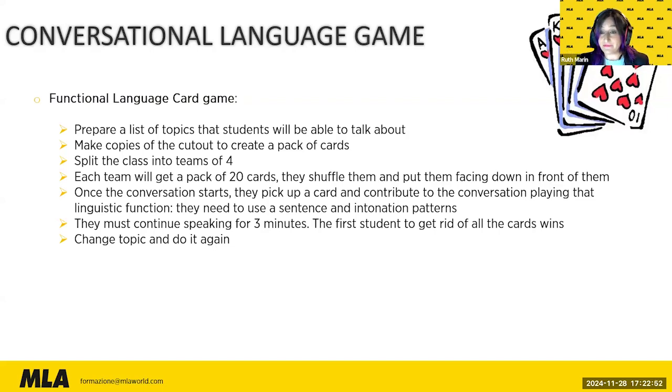Split the class into teams of 4, so they're going to be grouped in 4, and they're going to have to talk about the topic in 4. Each team will get a pack of 20 cards, so these are 20 sentences. And they shuffle them, and then they put them facing down in front of them, in the middle, okay? Now, once the conversation starts, and I generally time them, you can give them a bit longer, a little bit less. I generally keep these going for quite a while because it's good practice. And the only thing I do is change topic.